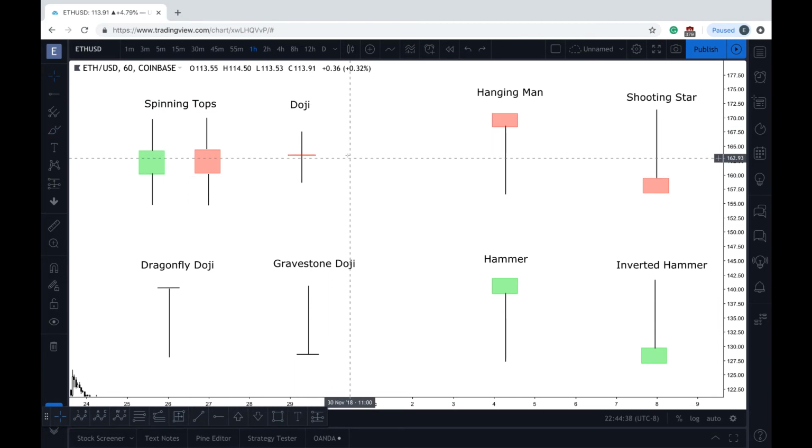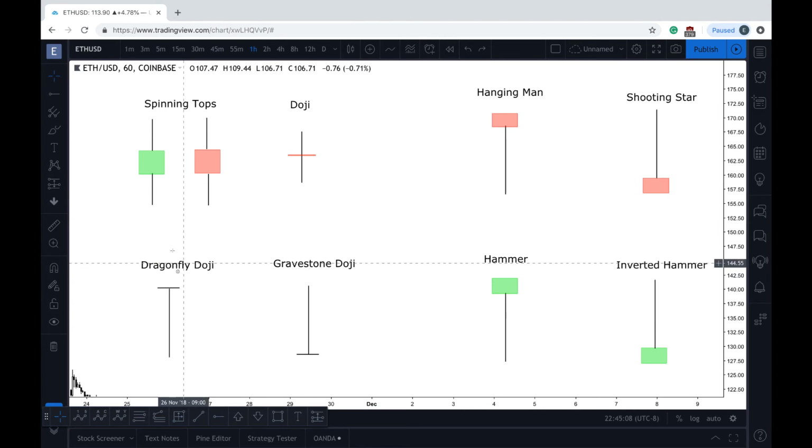Dojis, on the other hand, are another indecision candle. There's multiple types of dojis, and we'll get into those in a second. Basically, a doji also represents indecision in the market. They look pretty similar, but usually a spinning top has a little bigger candle body, and the doji opens and closes at roughly the same price, sometimes at the exact same price.